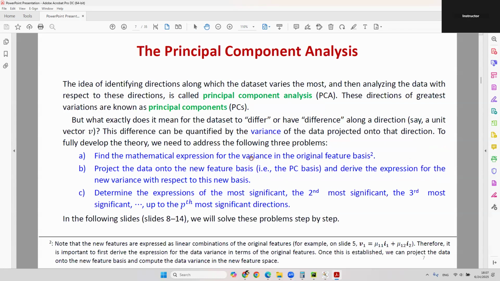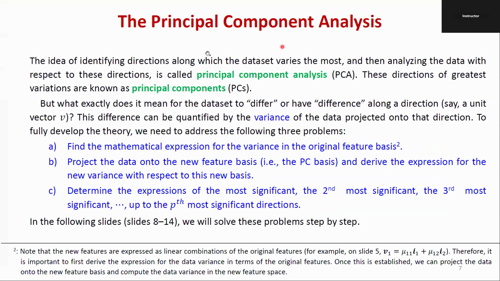Okay, now let's introduce the idea of principal component analysis (PCA). So the idea of identifying directions along which the data set varies the most and then analyzing the data with respect to these directions is called principal component analysis. And these directions of the greatest variations are called principal components, PC. Not only one, because later we'll say, let's say the first K PCs, so you will have K.